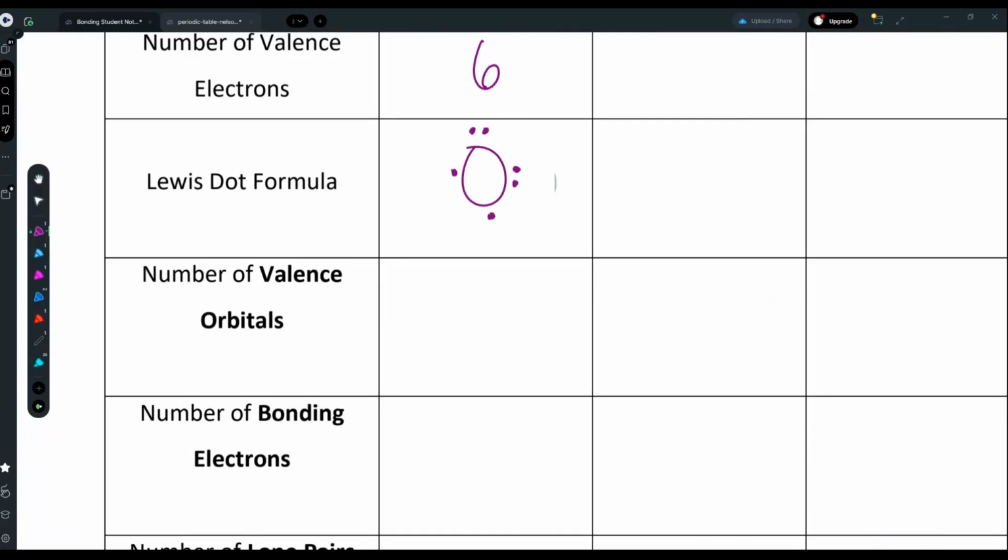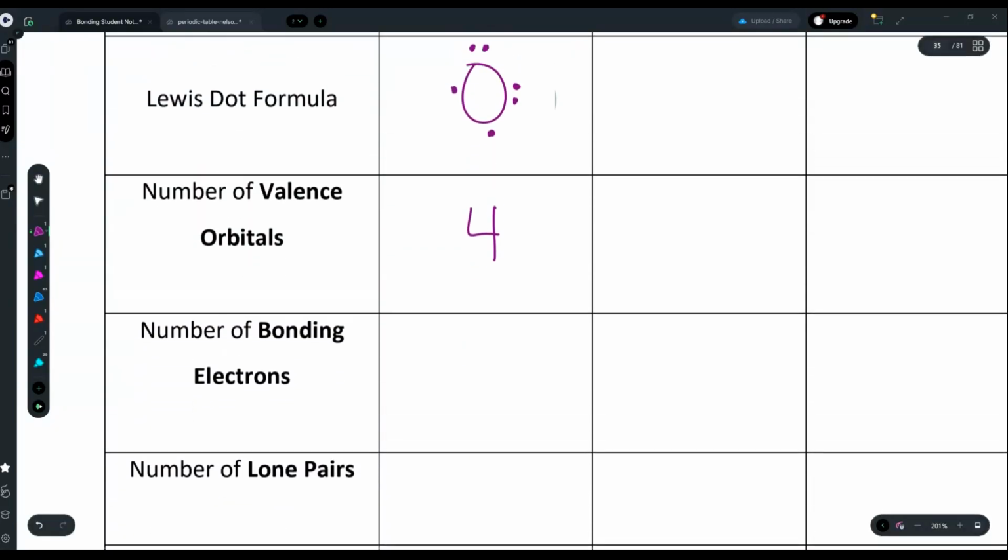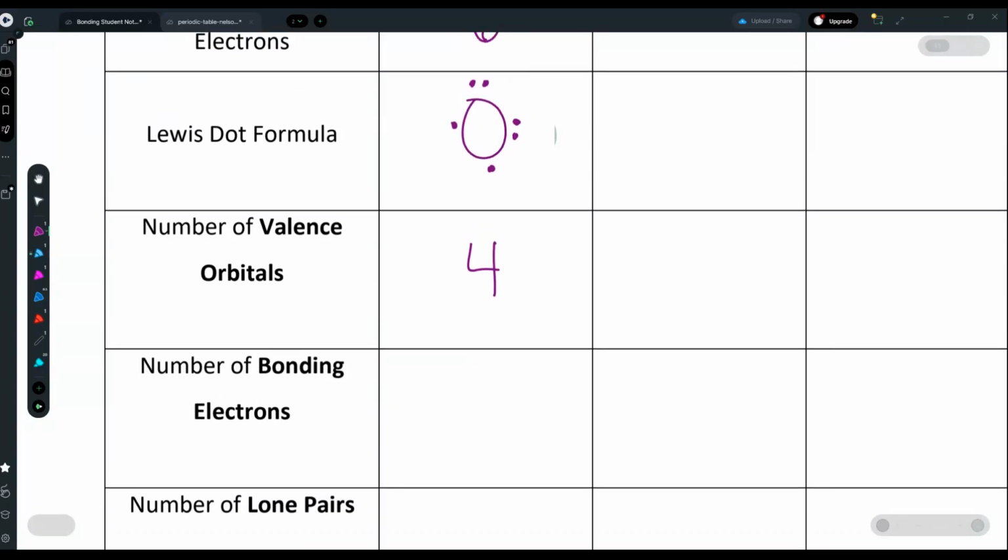So for our number of valence orbitals for oxygen, there's 4. All elements have 4 orbitals, with the exception being hydrogen, it only has 1, and boron only has 3. With the number of bonding electrons, remember, bonding electrons are the electrons that are by themselves, and they are what contribute to creating bonds. So we have 2 bonding electrons.